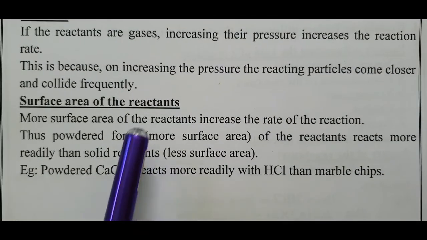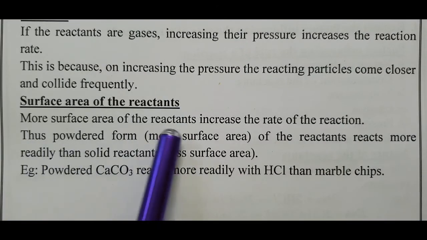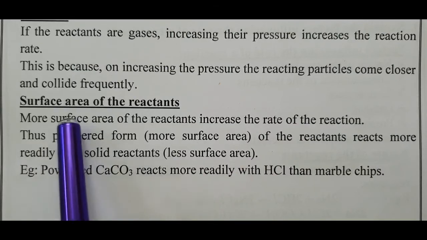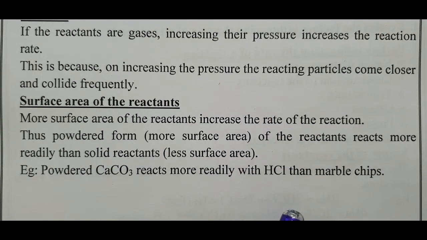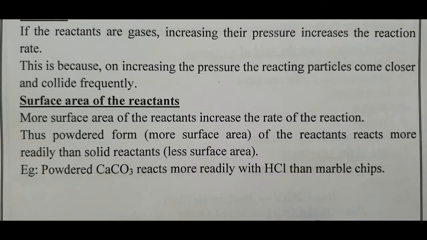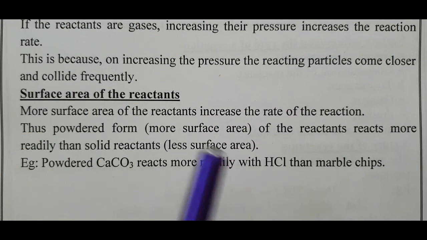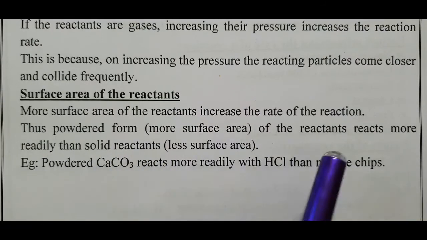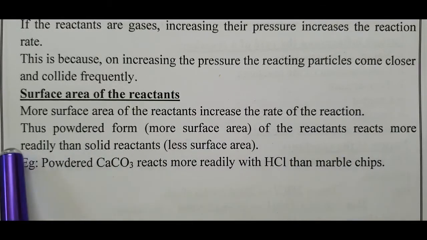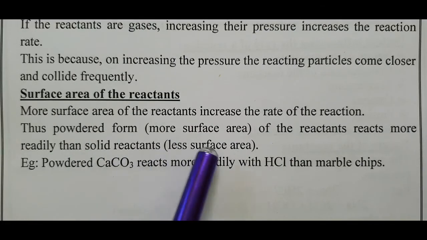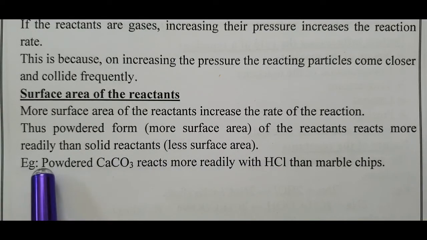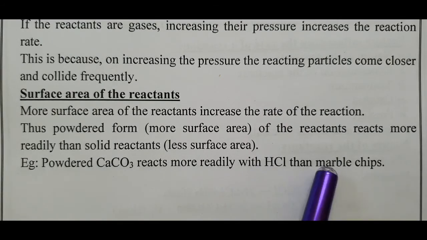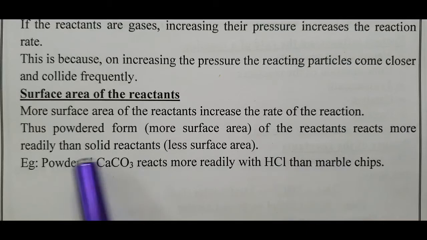Surface area of the reactant. More surface area of the reactants increases the rate of the reaction. More surface area means, if the reactant molecules are in powdered form, their surface area increases, so the powdered reactant reacts more readily than a solid reactant with less surface area. Example: powdered calcium carbonate reacts more readily with HCl than marble chips. Marble is nothing but calcium carbonate.